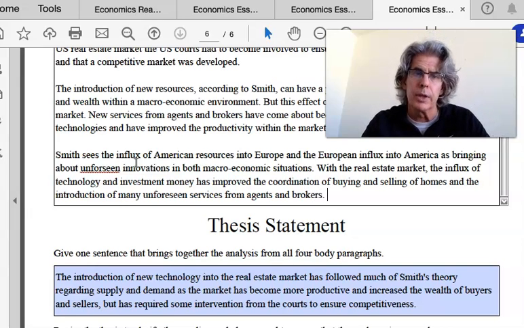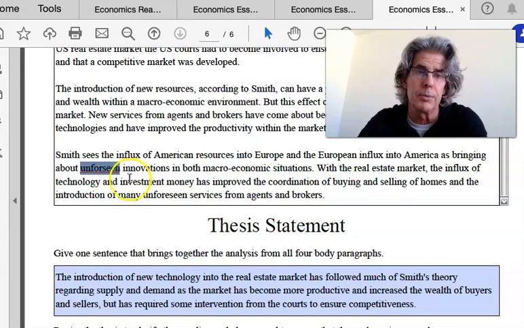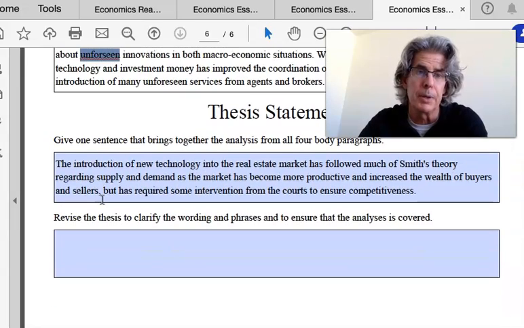Okay, so that's kind of what I've done, and I already wrote. And notice I'm using unforeseen. I'm actually misspelling it, and I used it in the paragraph. That's kind of redundant. I will clean that up in the last formatted copy. I took a stab at the thesis, and I'm okay with this thesis. But it needs to be revised. The introduction of new technology into the real estate market has followed much of Smith's theory.